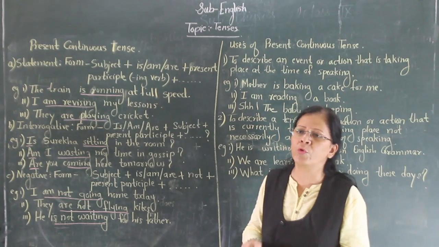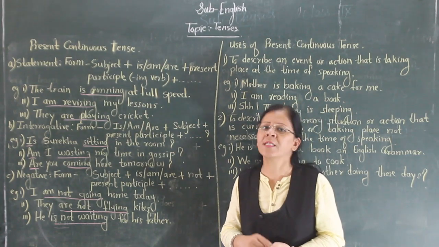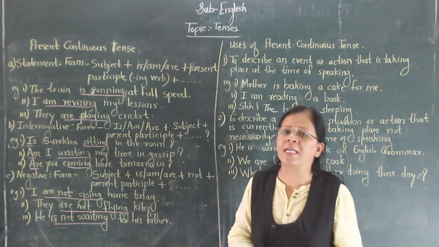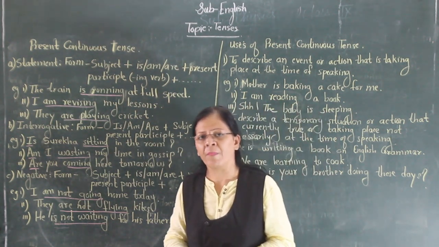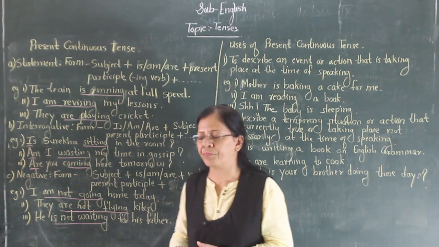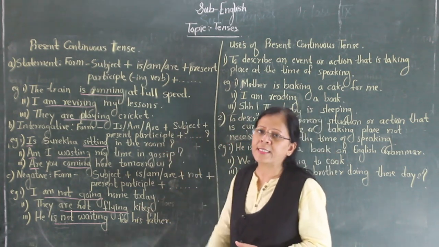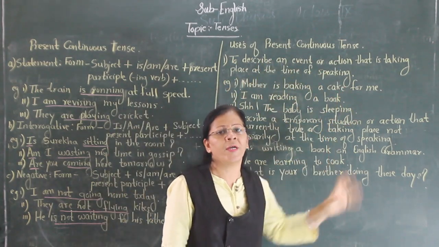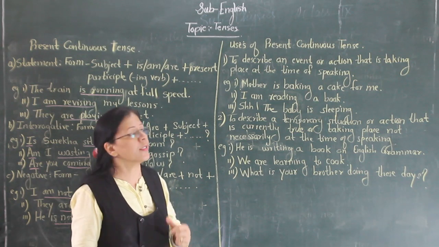Already you know when to use am. Am is used with I. Is is used with he, she, it. And are is used with you and they. So now let us see the uses of present continuous tense. When to use present continuous tense.